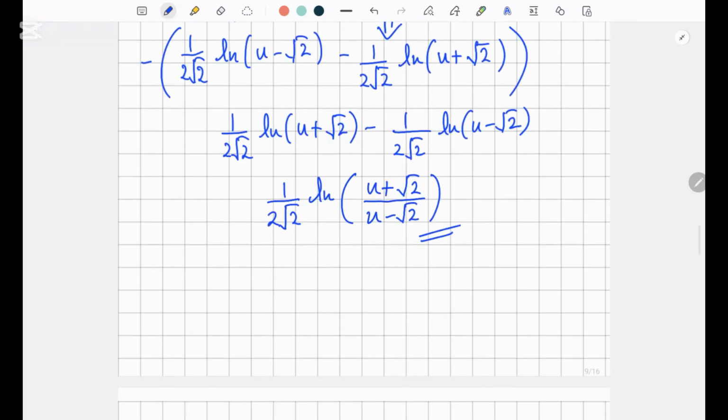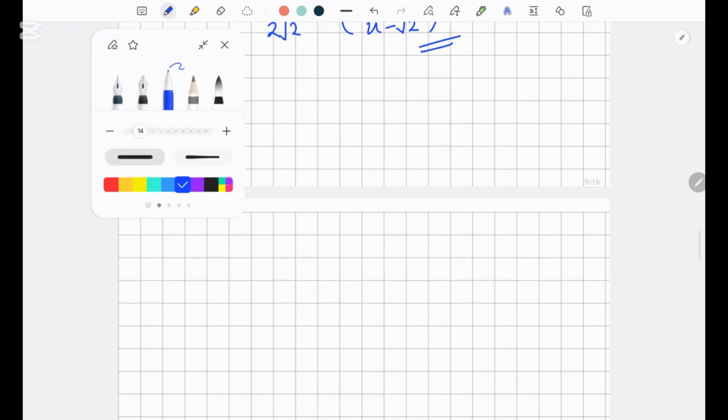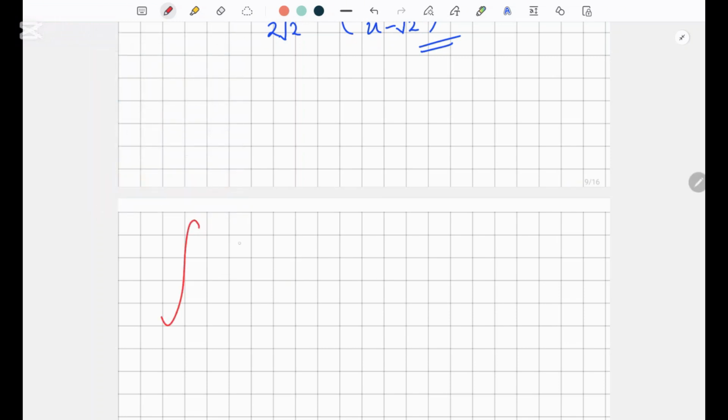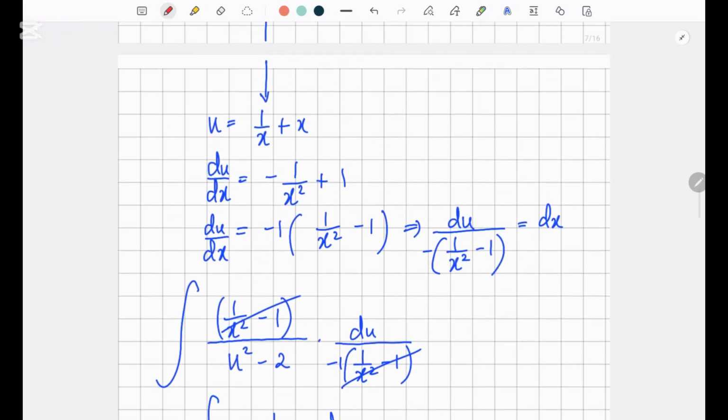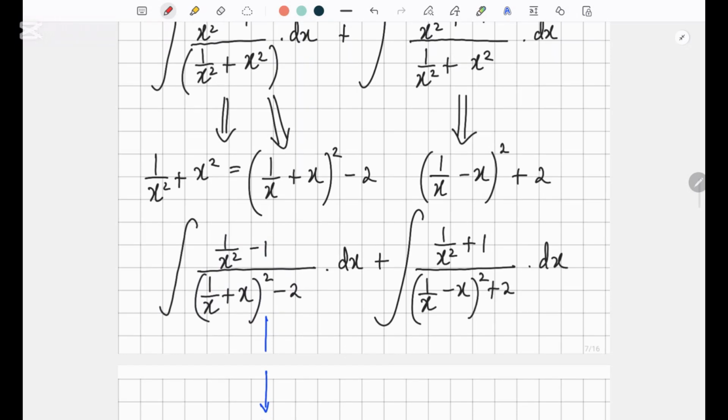So let's write that down. I'll use another color. So the integration of 1 over x squared plus 1 over (1 over x minus x) squared plus 2 dx. Let me just recheck that. Yep.